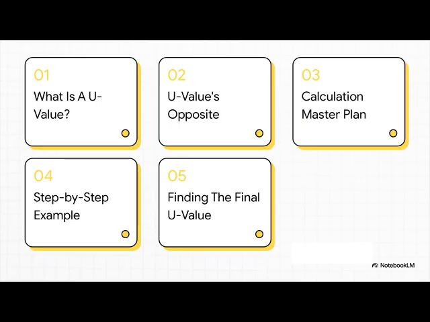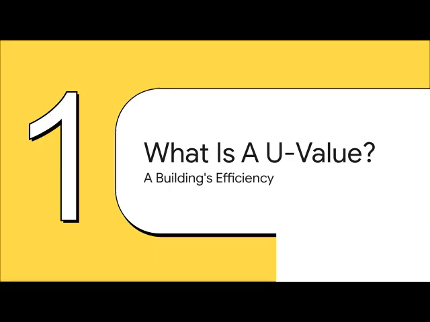So here's our game plan. First, we'll start with the absolute basics. What is a U value? Then we'll introduce its friendly opposite, the R value. After that, I'll walk you through the 3 simple steps to calculate it, and then we'll dive into a real example of a wall, layer by layer. And finally, we'll put it all together to find our final U value. All right, let's jump into our first section.